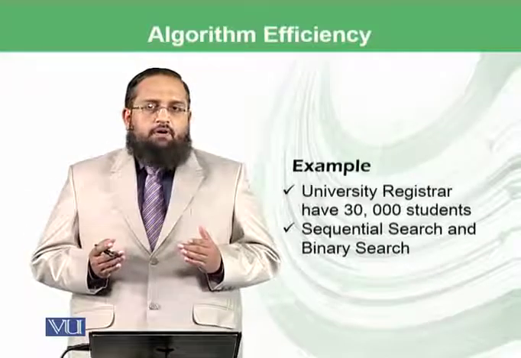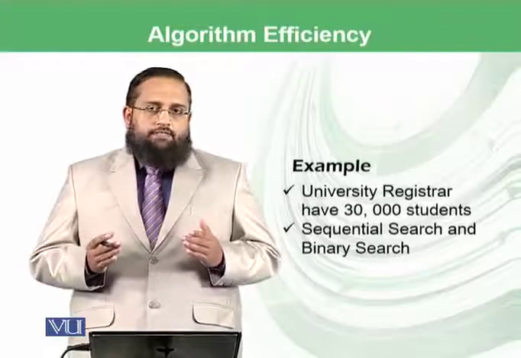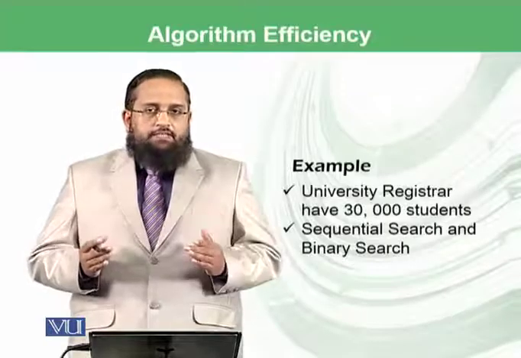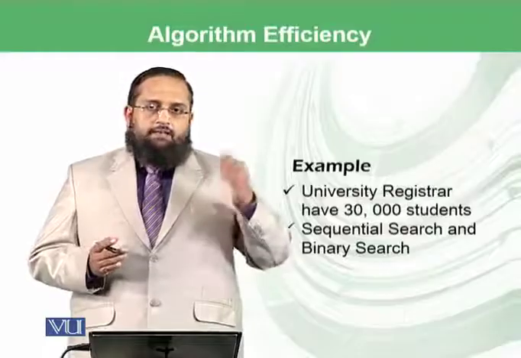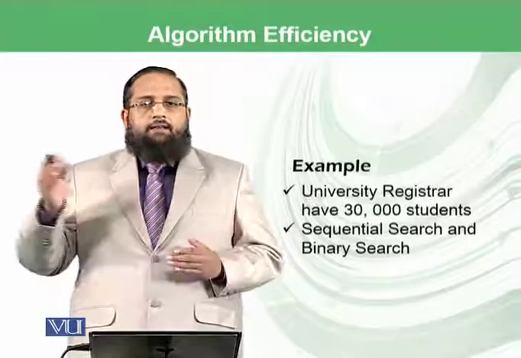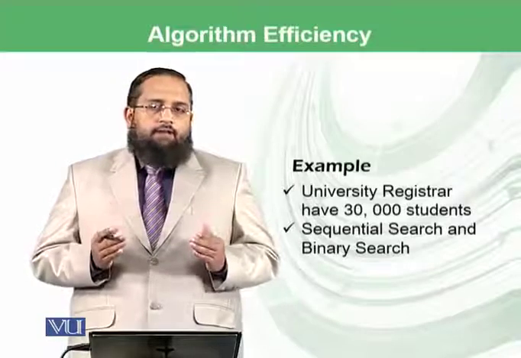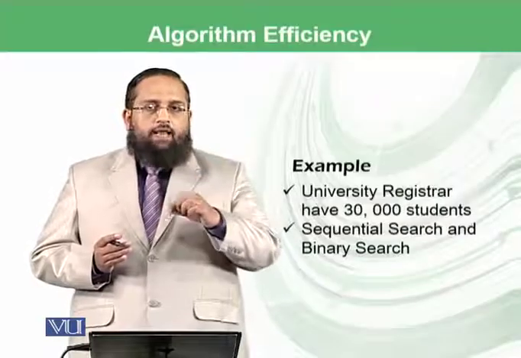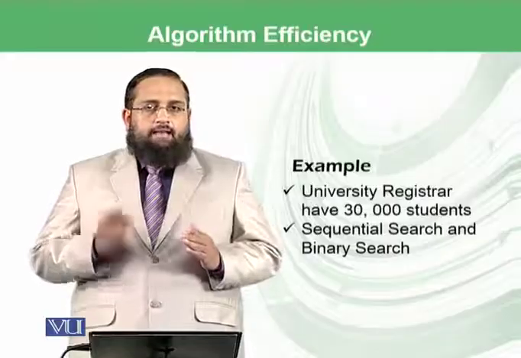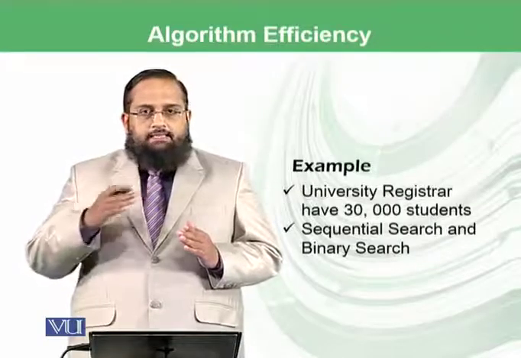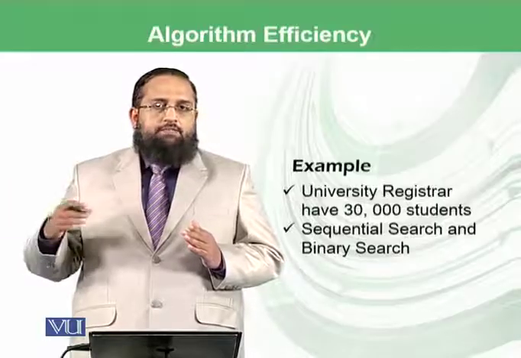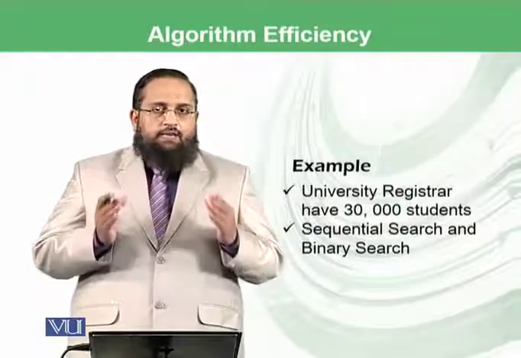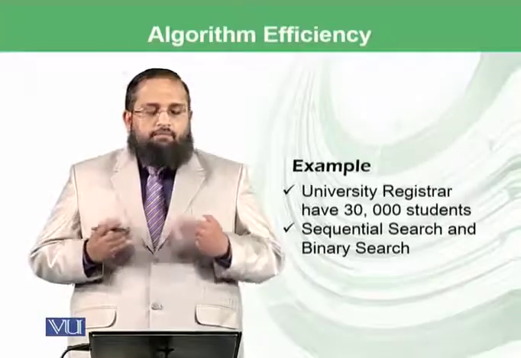In one of the previous modules, we discussed the binary search algorithm and the sequential search algorithm. The sequential search algorithm searches the data starting from the first element until the last element. And we have learned that the binary search algorithm starts comparing from the middle element. If the middle element is greater than the search term, it skips all of the list on the right side and only focuses on the list on the left side. This is how the binary search algorithm works.